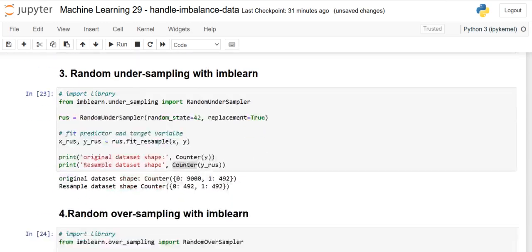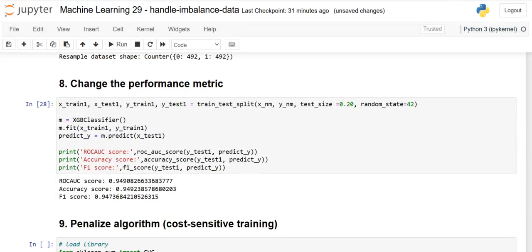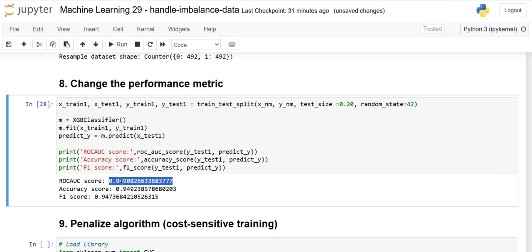And what happened now? After this, ROC is reduced to 94.9, that is 95%, and accuracy is also 95, and the F1 score is increased, that is the weighted average of precision and recall. So yes, dear friends, there is a change. Changing the performance metrics would also give you one among the balancing functionalities.